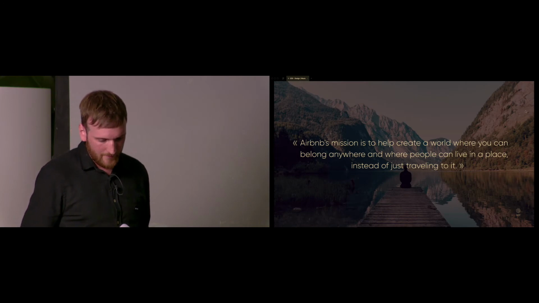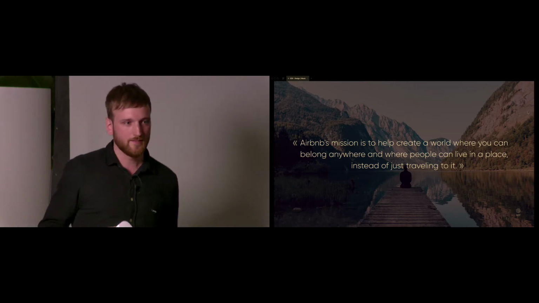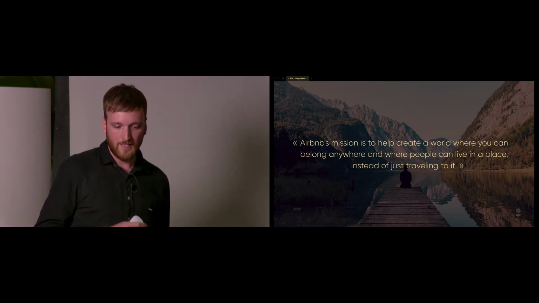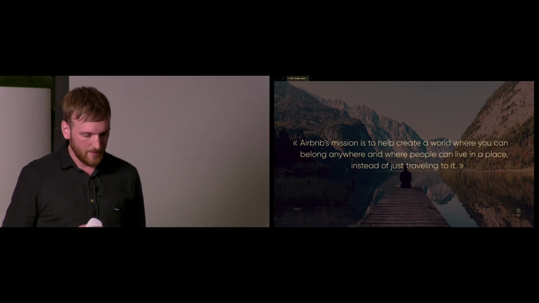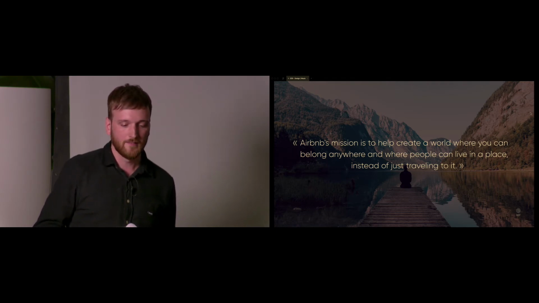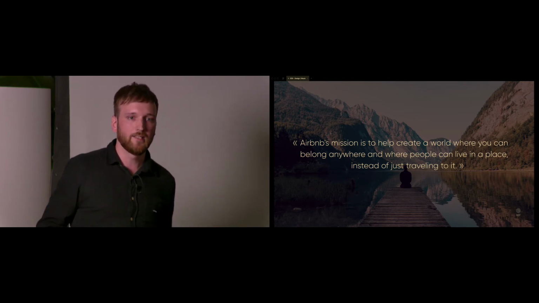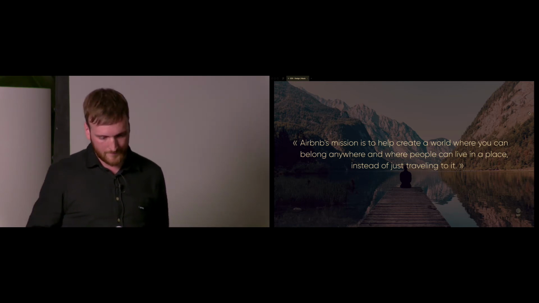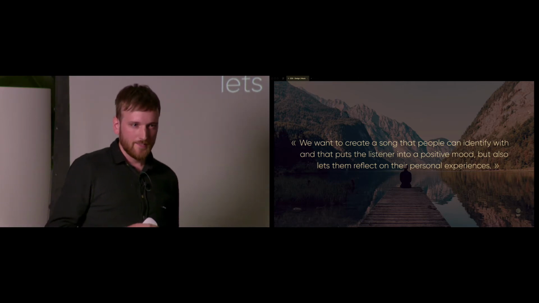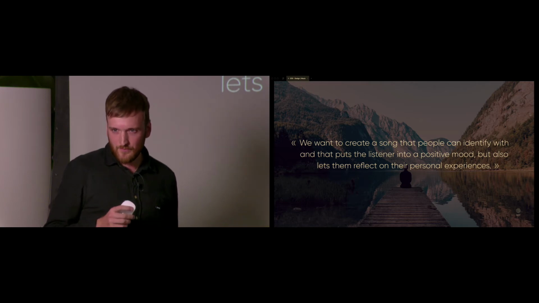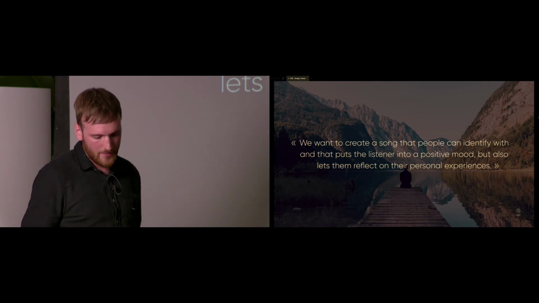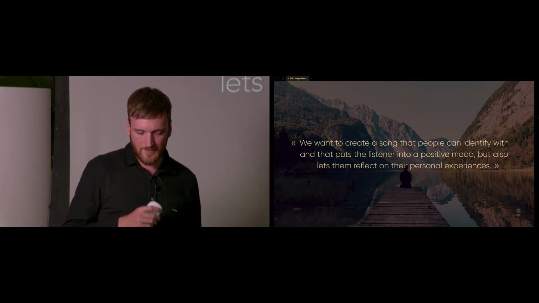First, the vision itself. It's just the vision put in words. For example, Airbnb's mission is to help create a world where you can belong anywhere and where people can live in a place instead of just traveling to it. So it tries to conclude the whole vision in a few sentences. This we can use in music as well. If you are creating a song in a band, everyone needs to share the same vision about this song. So we can also conclude that in a sentence. What is the song about? And what state do you want to achieve?